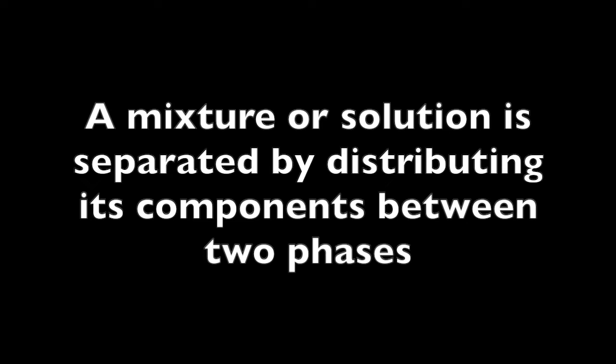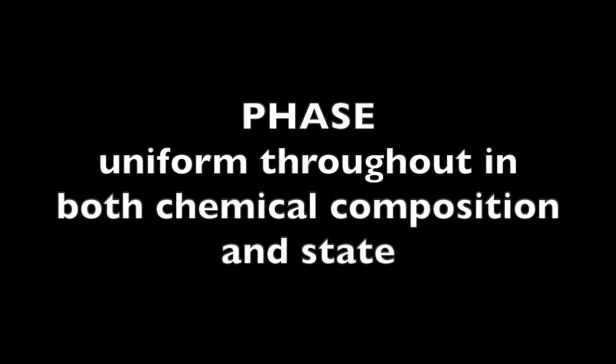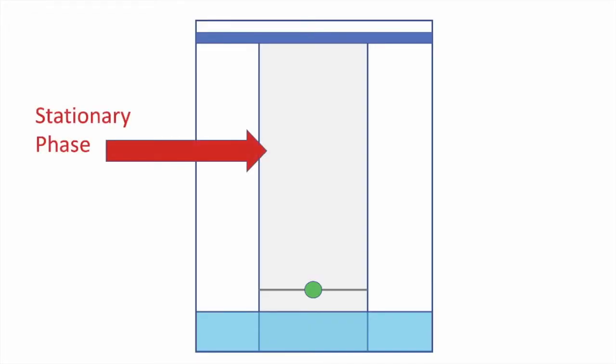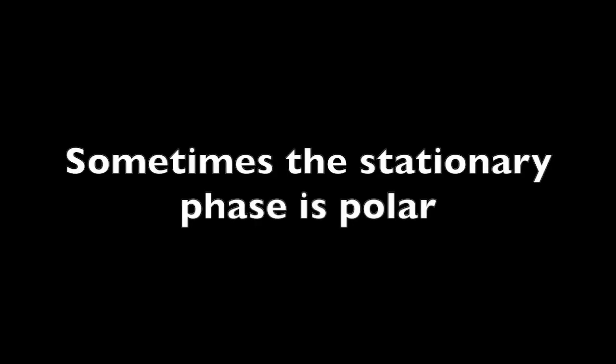And when we talk about a phase here, we mean a substance that's uniform throughout in both chemical composition and its state. The stationary phase remains fixed in place, and what this is made of, paper, silica gel, or alumina, depends on the type of chromatography you're doing and the types of intermolecular forces you're trying to take advantage of. Sometimes the stationary phase is polar, sometimes it's nonpolar. The choice depends on the mixture you're trying to separate.